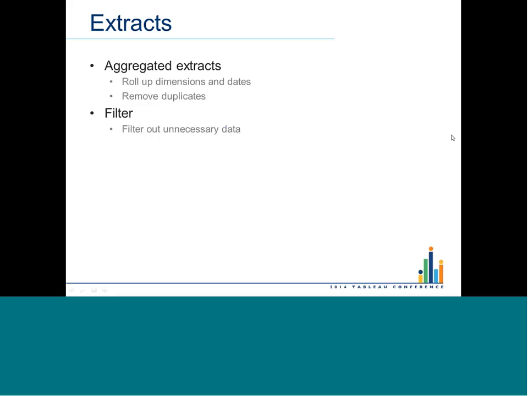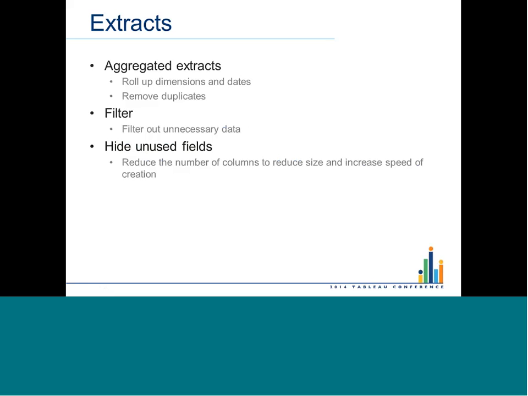Also, a good way is to filter out unnecessary data that's not required by the business, and also to hide unused fields. Remember I mentioned the columns. So fewer columns will mean a faster time to create the extract. So reduce the number of columns, so that it takes less time to create the extract.